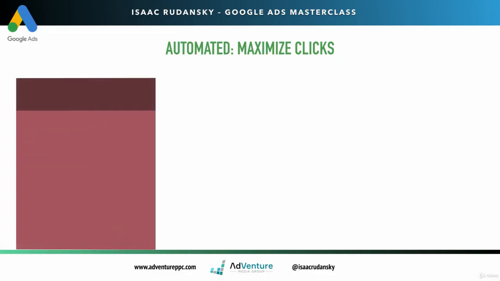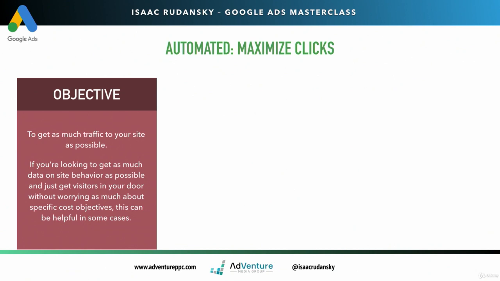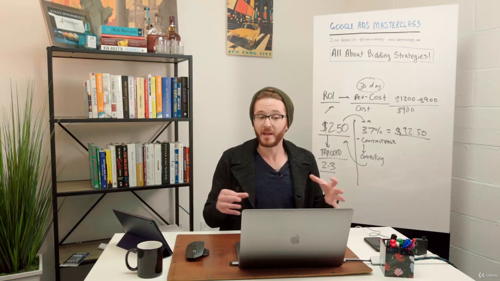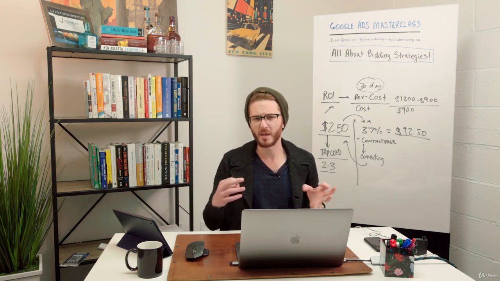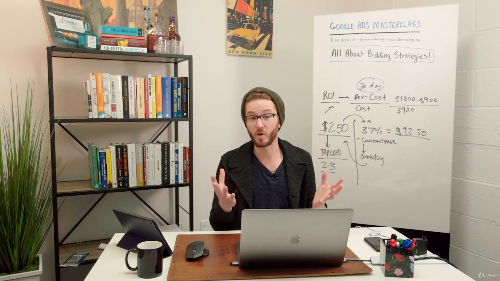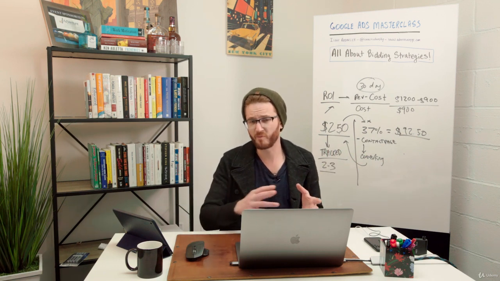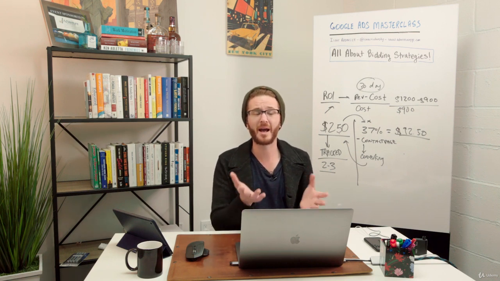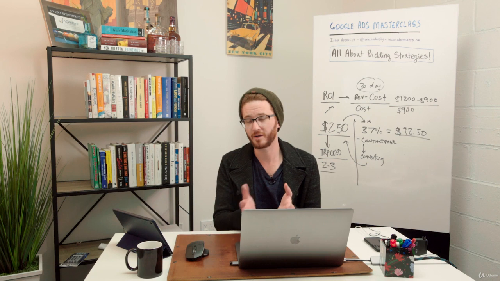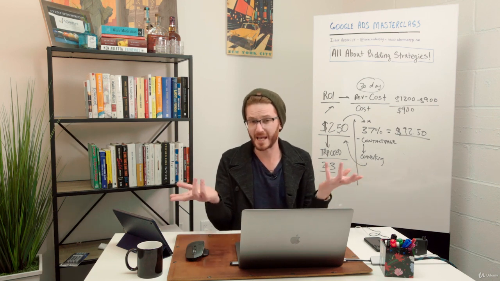The objective of Maximize Clicks as a bidding strategy is to get as much traffic to your site as possible. If you're looking to get as much data on site behavior as possible and just get visitors in your door without worrying as much about specific cost objectives, this can be helpful in some cases. So if it's the very beginning of a campaign and your boss or your client really wants a lot of data, doesn't really care about cost per click, they just want to see certain behavioral objectives. Let's say some investor wants to know how men perform on a site differently than women, and you've got to really quickly get that data. And you don't want to err on the side of bidding too low and getting too few clicks. So, some strange use cases, this could be helpful.